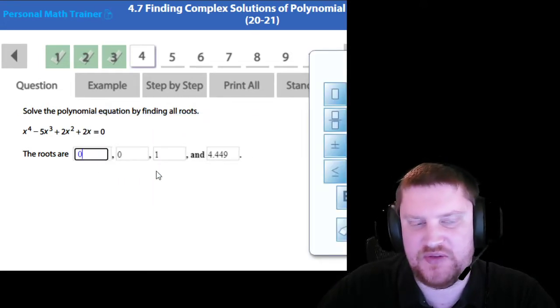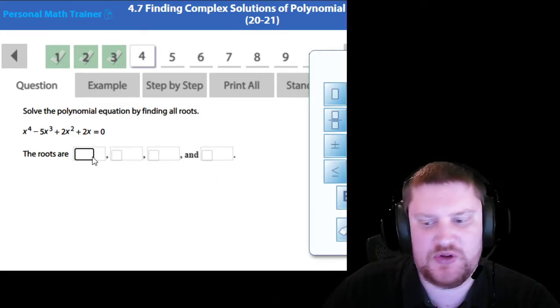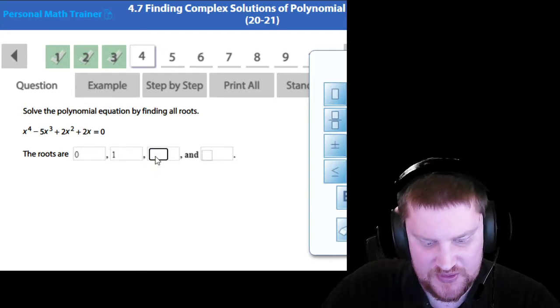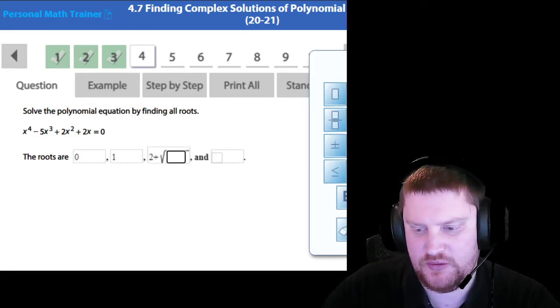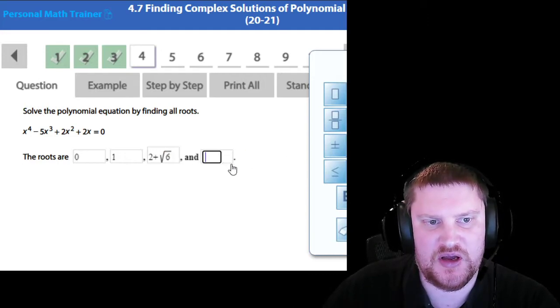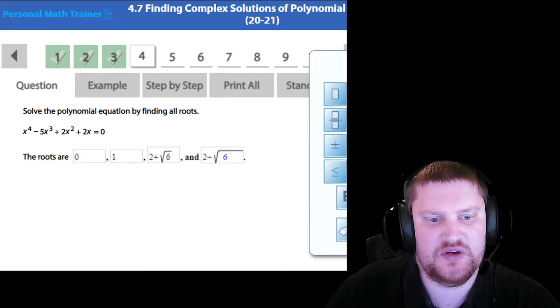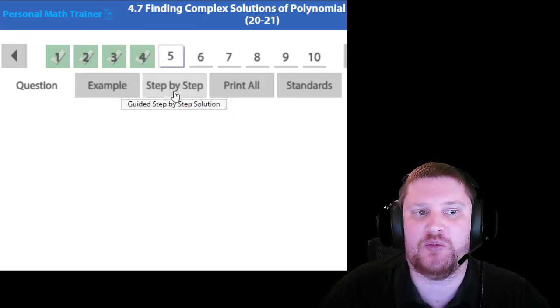But if I plug in the 0, let's just trash it. The 0, the 1, and then the 2 plus square root of 6, which we found by doing the quadratic formula, and 2 minus the square root of 6, then it tells us that we're correct. So it wants an exact answer, not a decimal approximation.